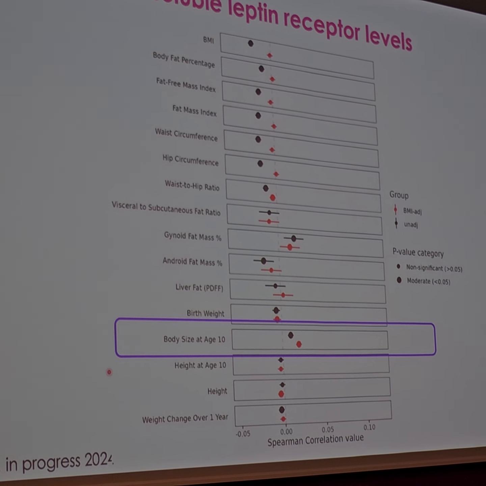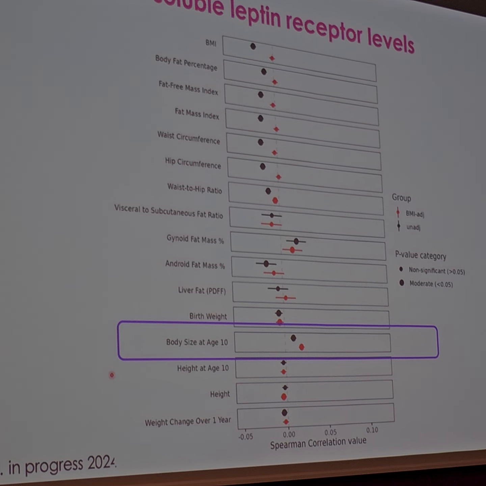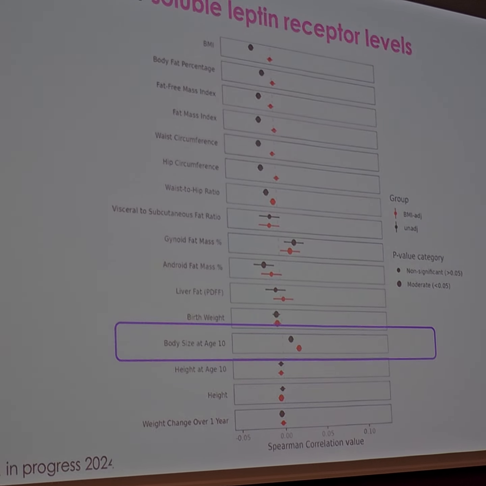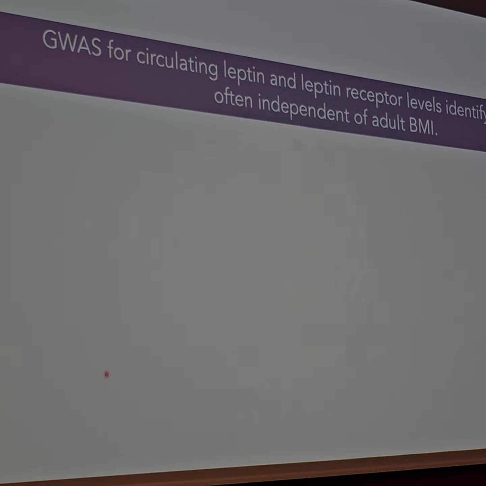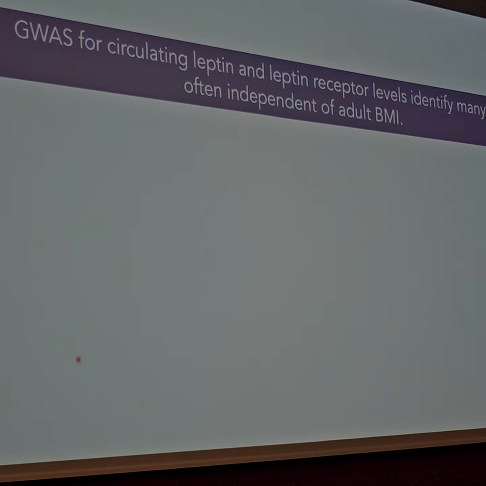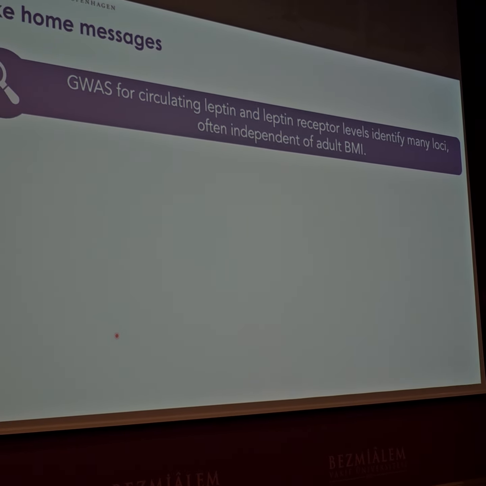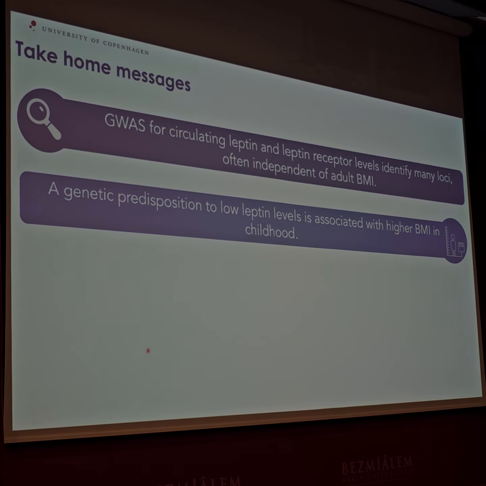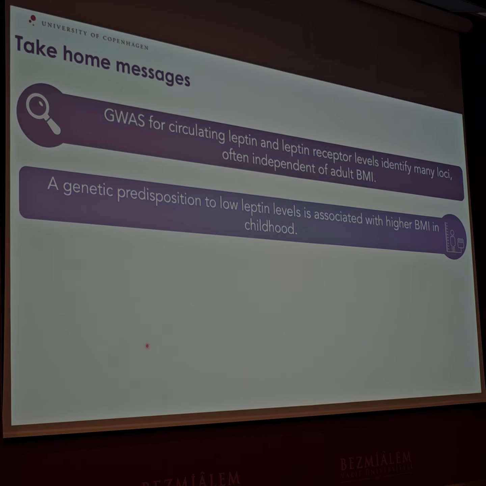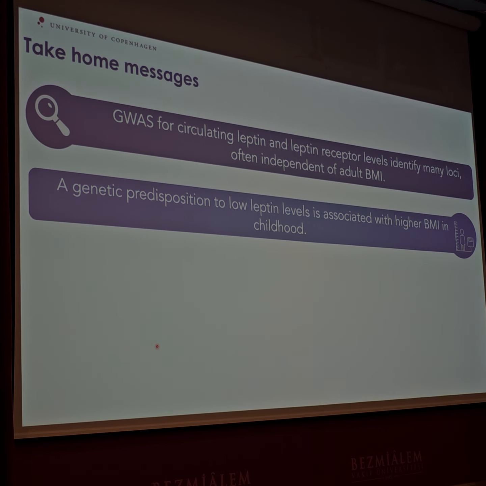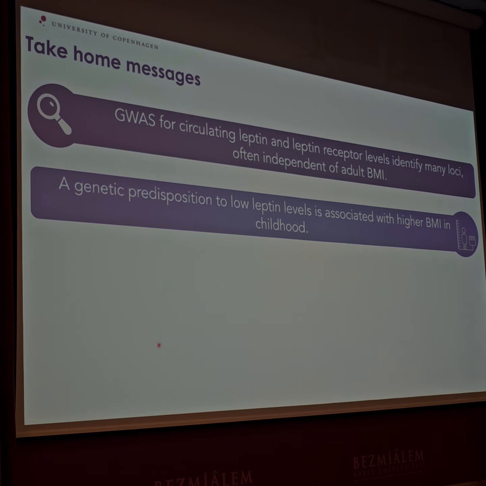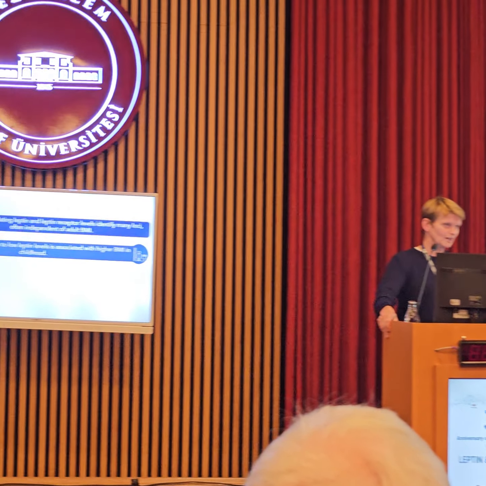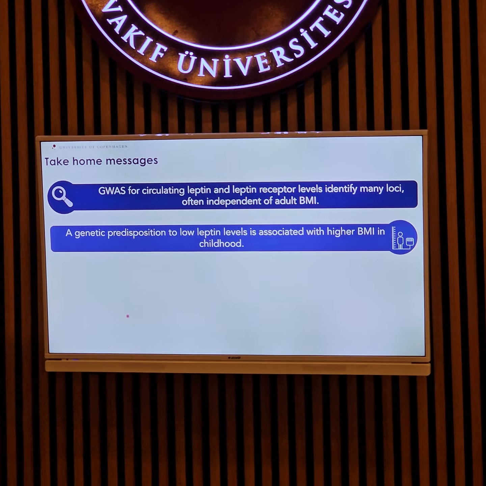There is a lot more to come on this story now that we have new data on leptin levels and on leptin receptors. But I want to conclude that the GWAS for circulating leptin and leptin receptor does yield new loci, often independent of BMI, which makes it interesting. A genetic predisposition to low leptin levels seems to predispose to childhood obesity, and I think that is very intriguing because it is consistent with the leptin knockout populations, and maybe it is a type 1 or a type 1.5.